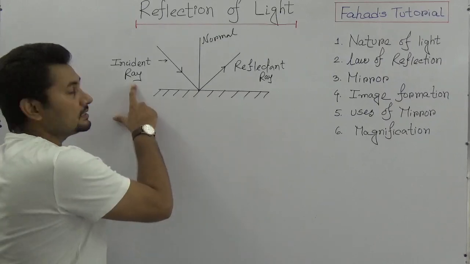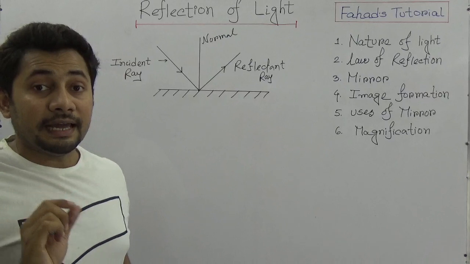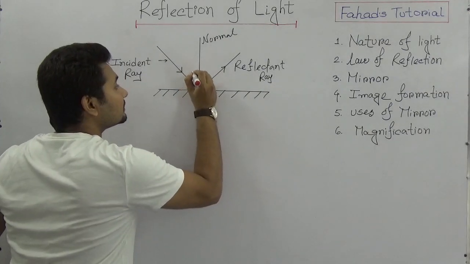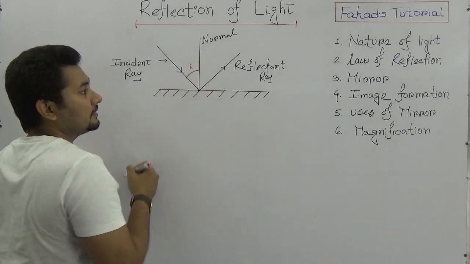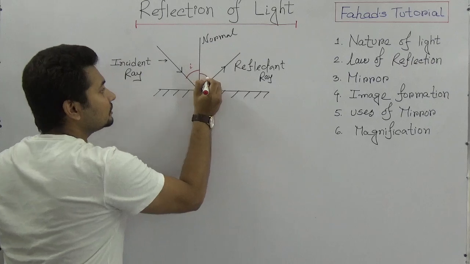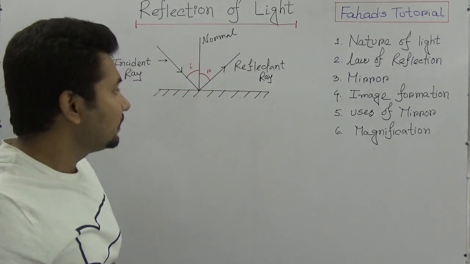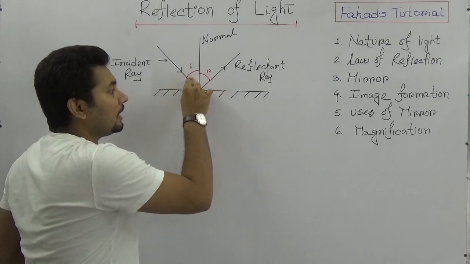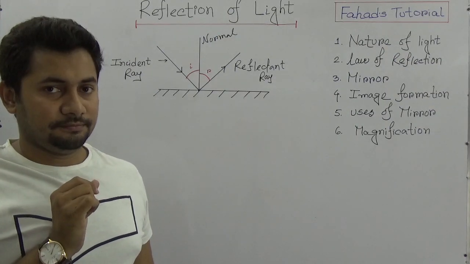And this is the incident ray and this is the reflected ray. Now the angle in between these two is known as the incident angle, that is I, and here it's known as the reflected angle, or R. This is the incident angle and this is the reflected angle. So now, what is the law of reflection?